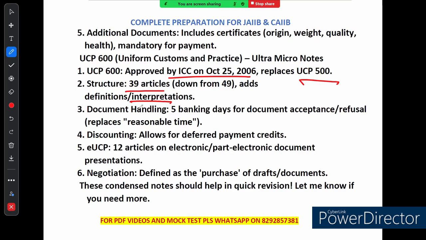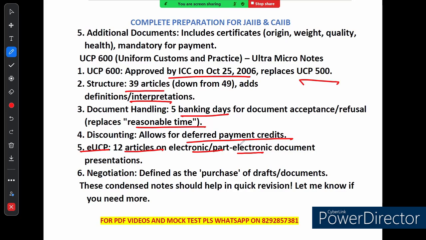Now document handling. For document handling, banks now have 5 banking days, right, to accept or refuse a document, replacing the previous reasonable time. UCP 600 allows for deferred payment credit and under discounting. The eUCP includes 12 articles on electronic or part electronic presentation. Finally, negotiation is defined as the purchase of a draft or documents.